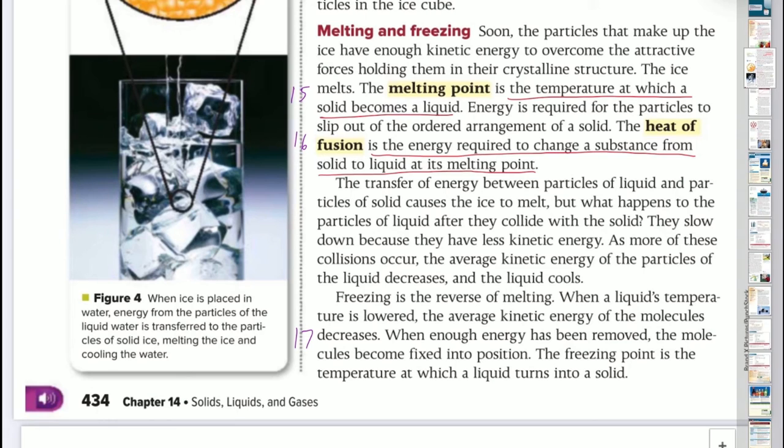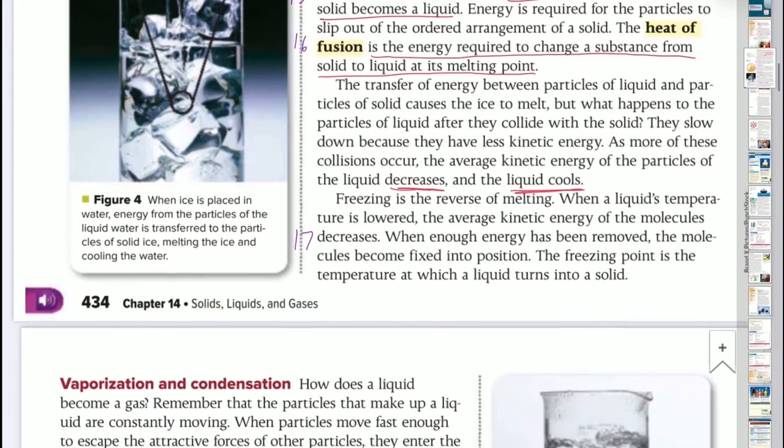The transfer of energy between particles of liquid and particles of solid causes the ice to melt. But what happens to the particles of liquid after they collide with a solid? They slow down because they have less kinetic energy. As more of these collisions occur, the average kinetic energy of the particles of the liquid decreases and the liquid cools. So that's how ice cools a drink.